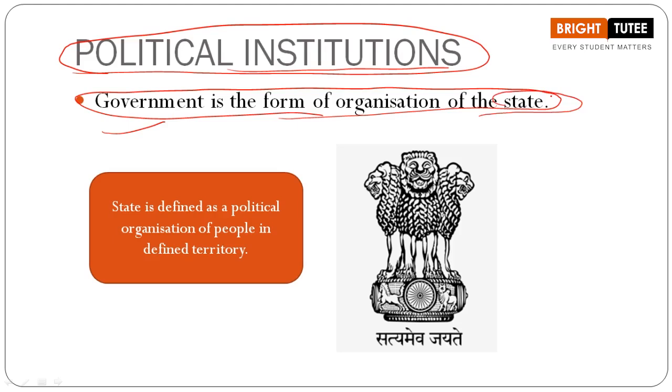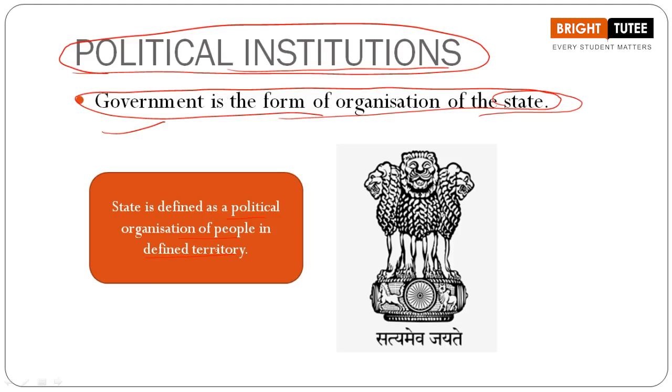Now, how do we define a state? In India, you know that there are so many states. People are living in these states. Now, if anyone asks you about your state, you can tell, okay, I am living in Madhya Pradesh, I live in Bihar, I live in Uttar Pradesh, I live in Rajasthan, and so on. But how do we define this term, state? So in very simple terms, state is defined as a political organization of people in a defined territory.